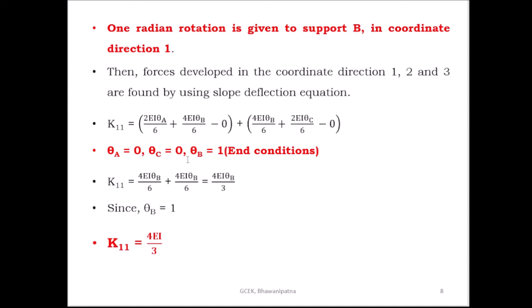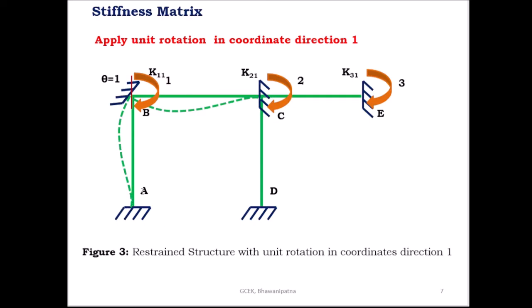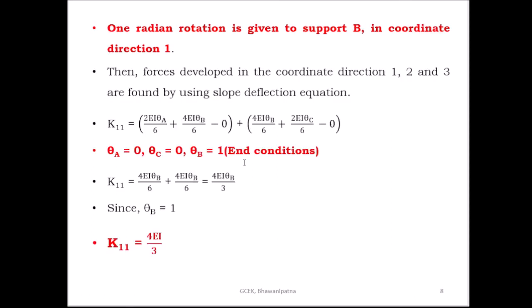But you know the end conditions. Here theta A is equal to 0 and theta C is equal to 0 and theta B is equal to 1. So this is the end condition. Then put the end condition in this expression. So K11 is equal to 4EI theta B by 6 plus 4EI theta B by 6, which is equal to 4EI theta B by 3. But you know theta B is equal to 1. So you put the value of 1. K11 is equal to 4EI by 3.